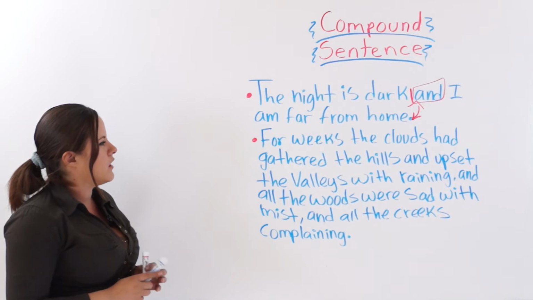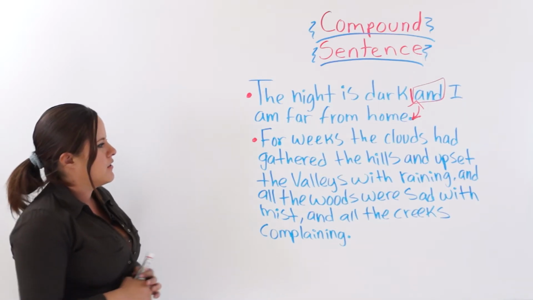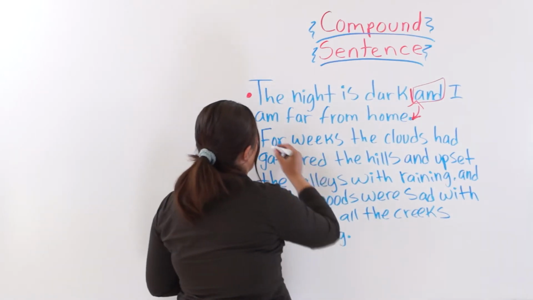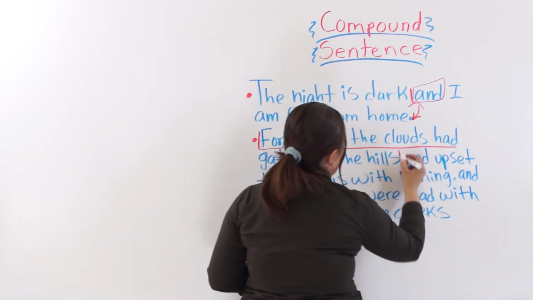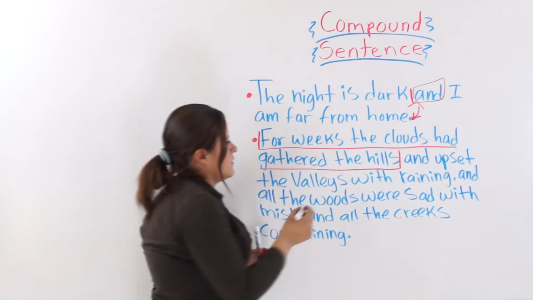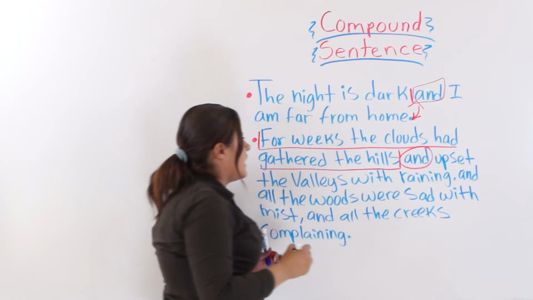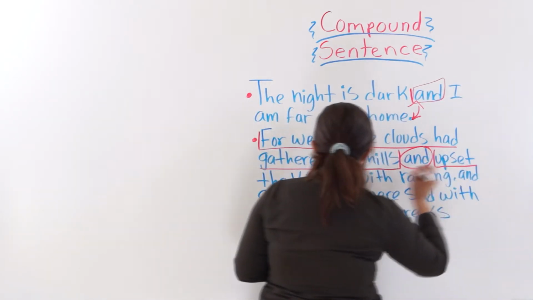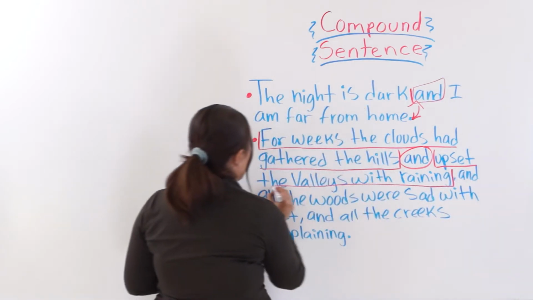For weeks the clouds had gathered the hills. That would be our first independent clause. That is an independent clause. And then we join the second independent clause by a conjunction. And upset the valleys with raining. This would be our second independent clause.